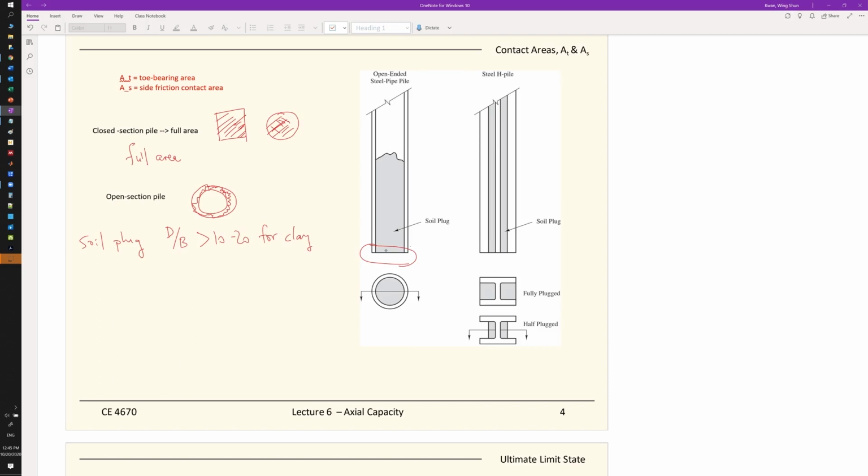And for sand, you need a little bit more distance. So if the ratio is about 25 to 35 for sand, then yes, you can consider that a soil plug, and you have the full area that you can take advantage of. This part is for the toe bearing.